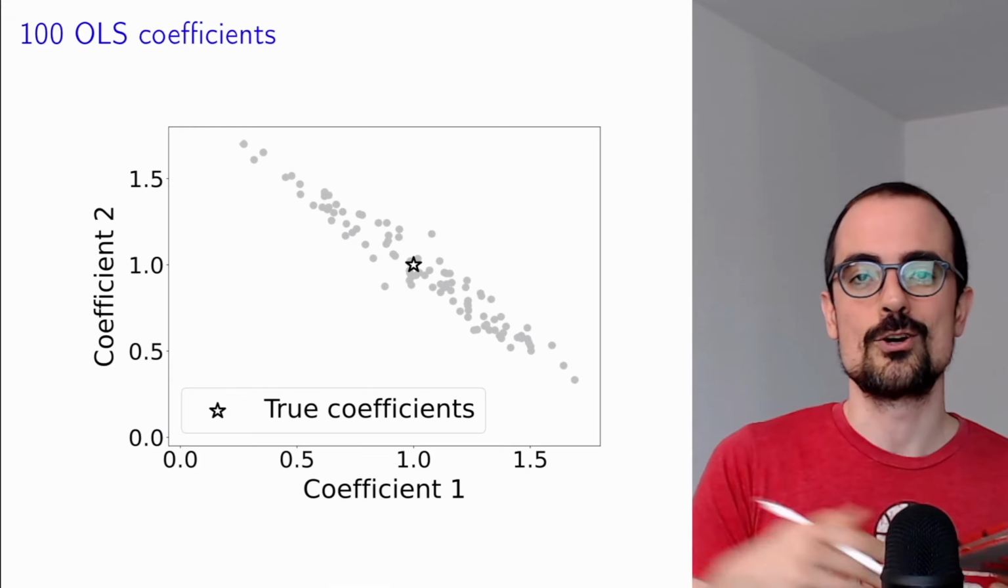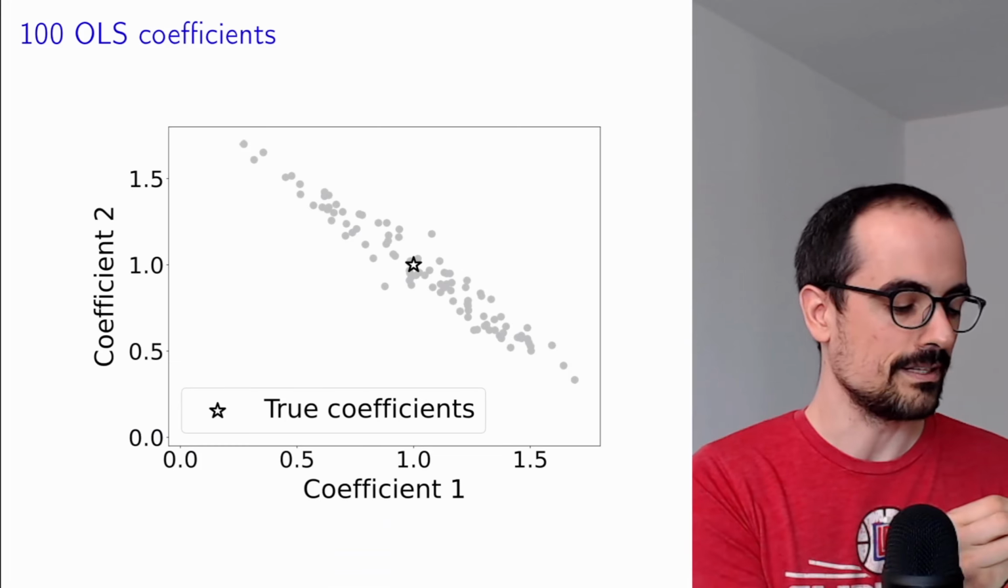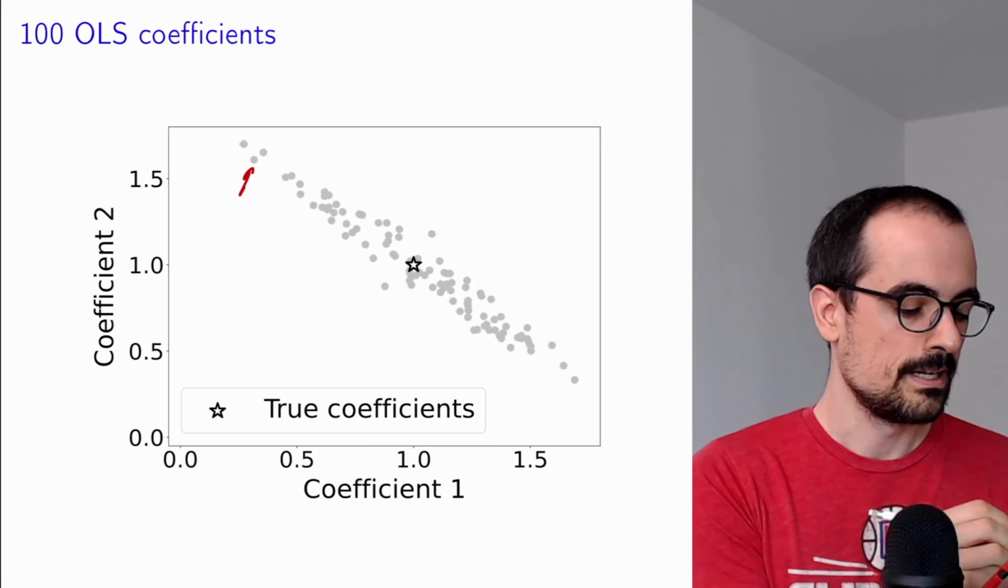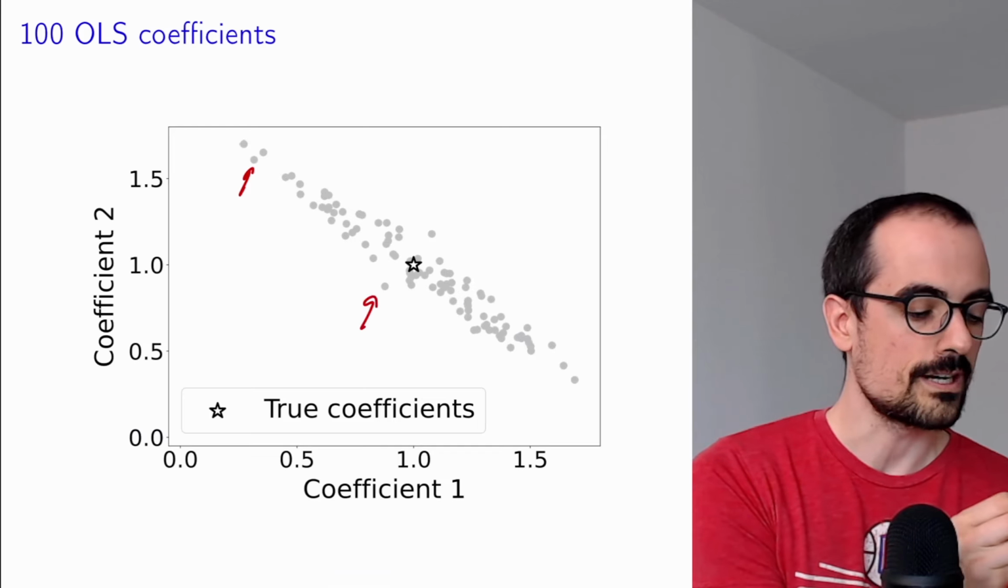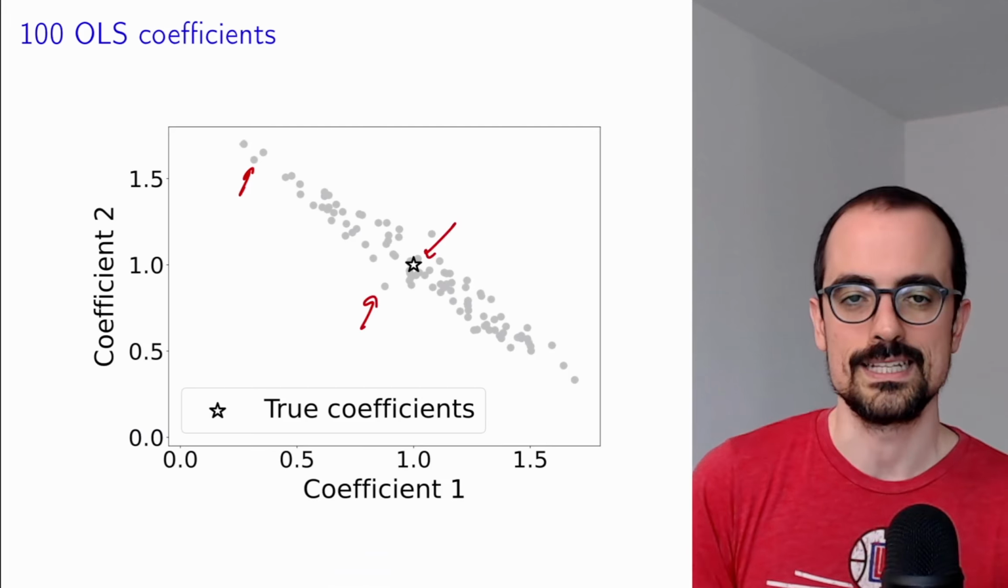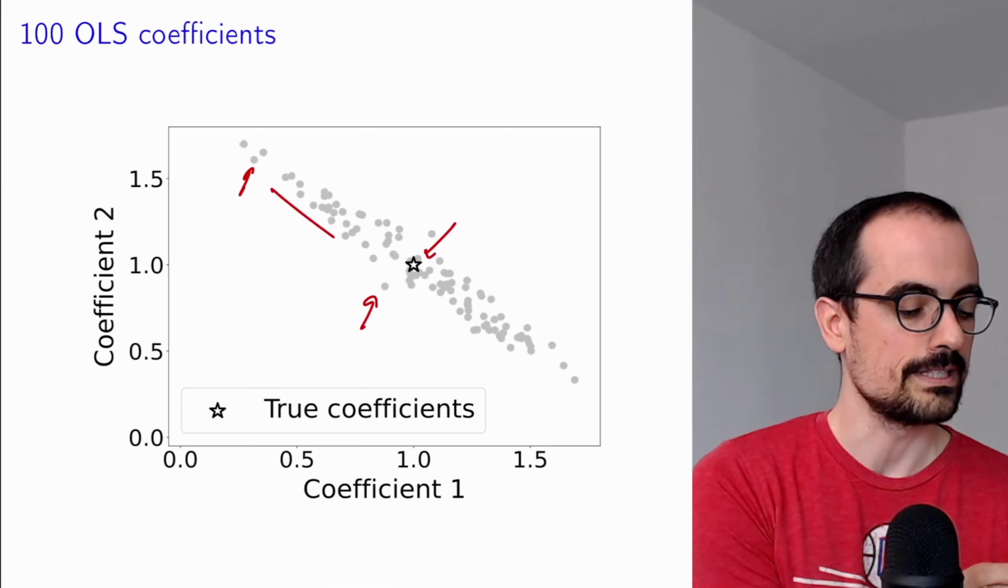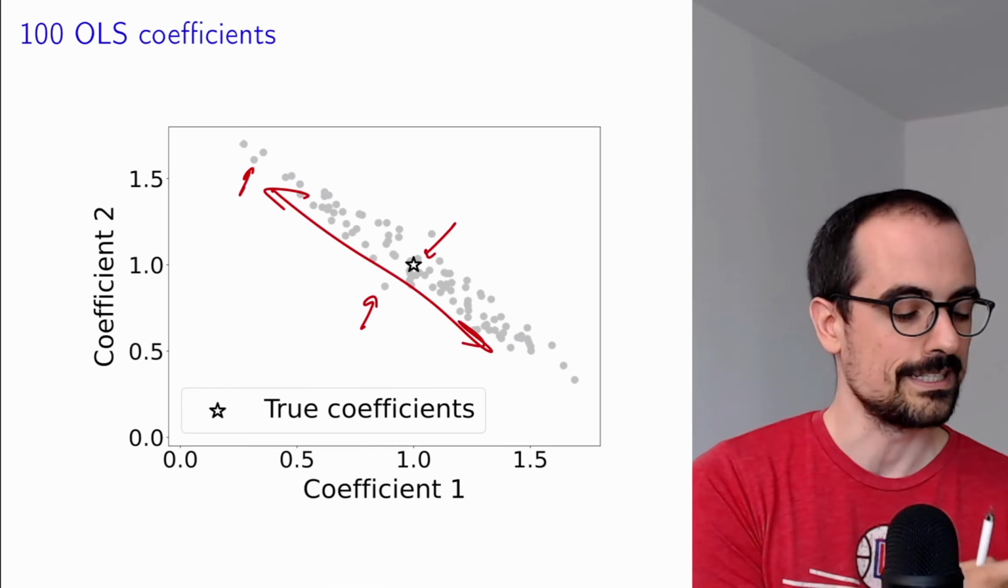Because I'm sampling the noise differently each time, I get a different coefficient each time. And what I see is that, in general, the coefficients are centered at the true coefficients, which are this star, but there's a lot of variance in this direction. Why is there a lot of variance in this direction?